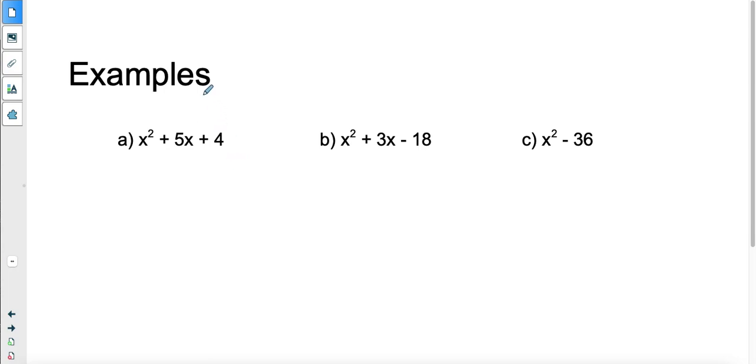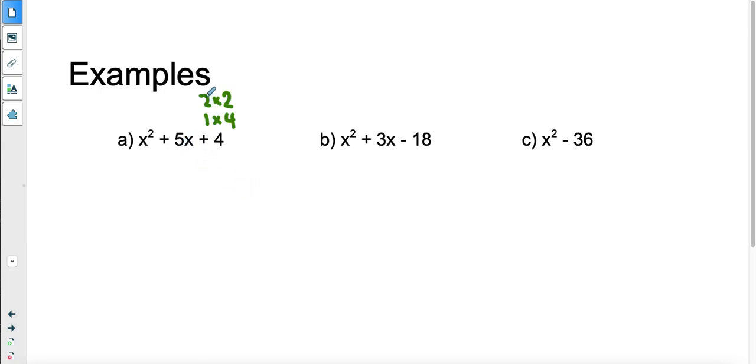Well, let's think. 2 times 2 will work, right? 2 times 2 is 4. And also, 1 times 4 will work, right? Because 1 times 4 is 4. And now, we just need to check to see which one of these two numbers adds to my middle number. Right? Which one of these two numbers adds to 5 in the middle here?